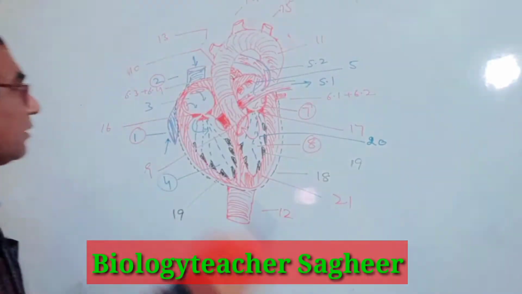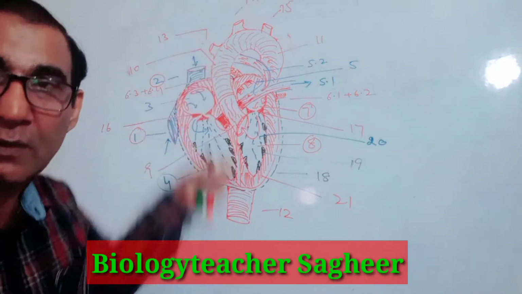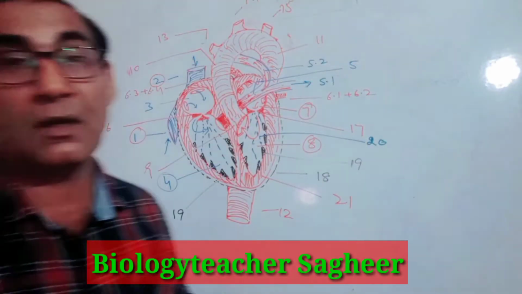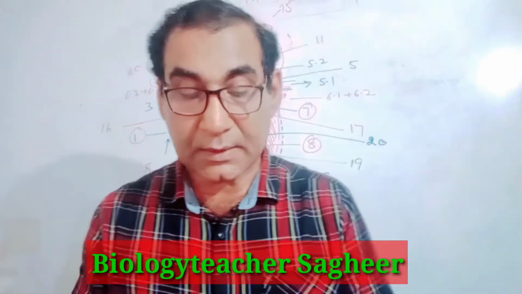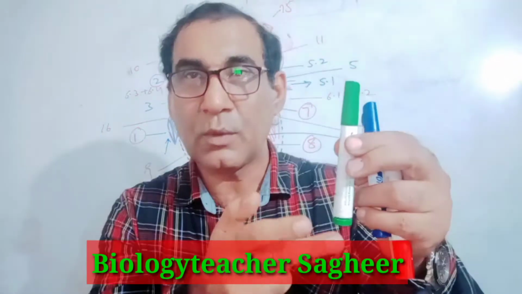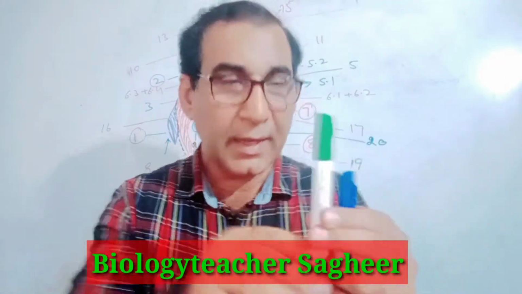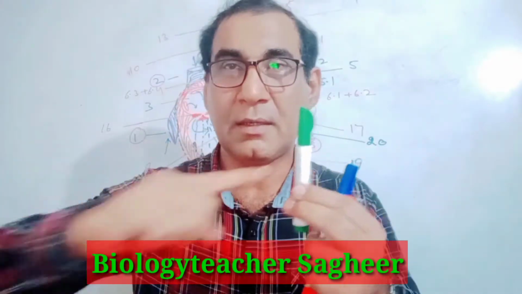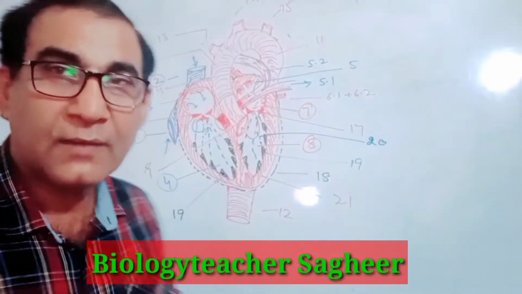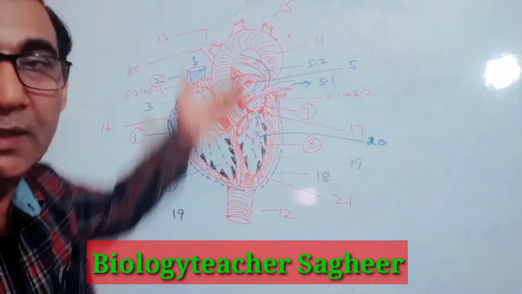Say for example, I have drawn the longitudinal section of the heart. Say this is a structure. If you cut it through like this longitudinally, this section would be longitudinal section, and if you cut through this plane, it would be the cross section. So I have drawn the heart through a longitudinal section.